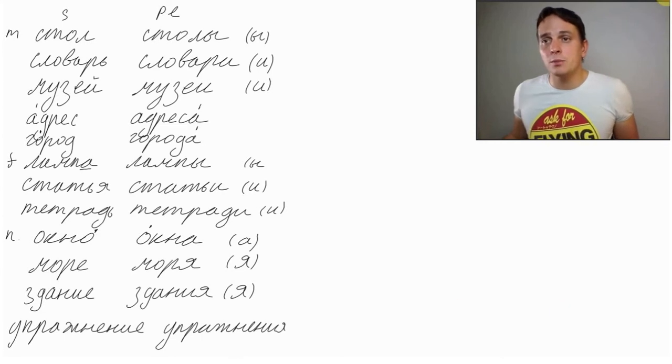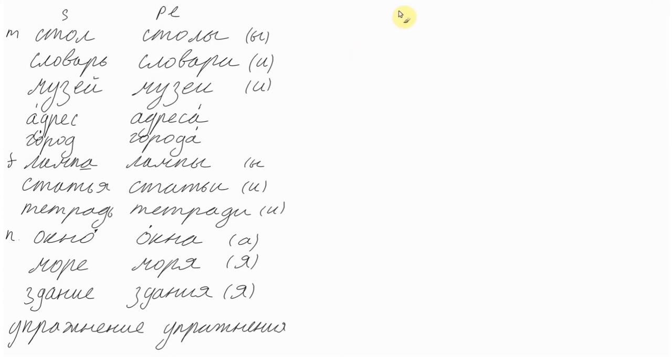Now I'm disappearing from the monitor and I will give you the patterns for living things. Again, we will have singular and plural. And again, masculine. For masculine, let's take преподаватель. Преподаватель is teacher. And the plural would be преподаватели.